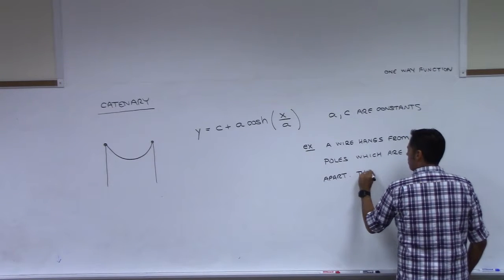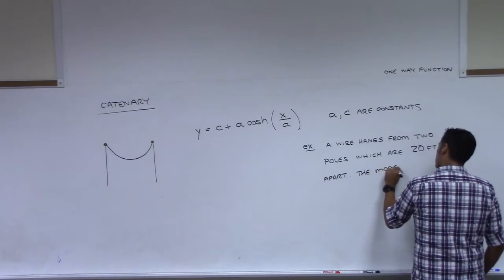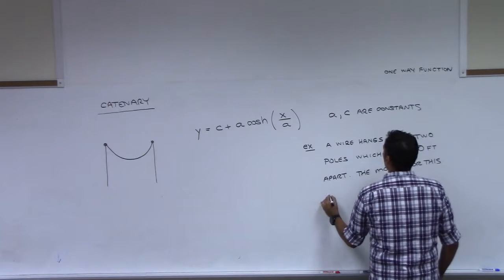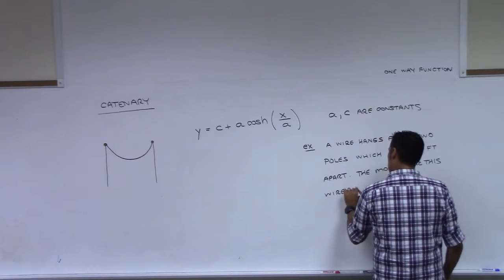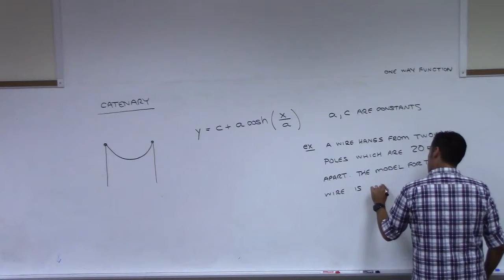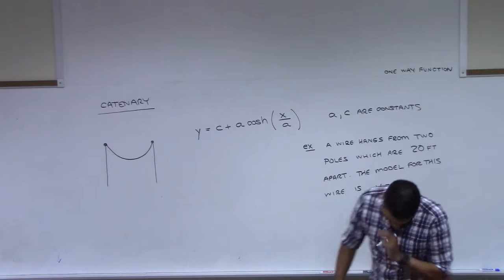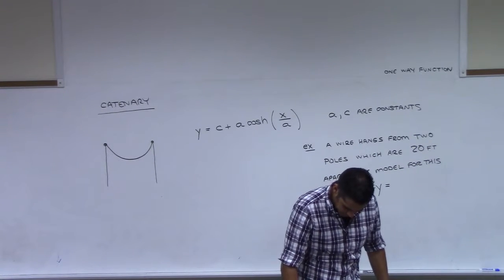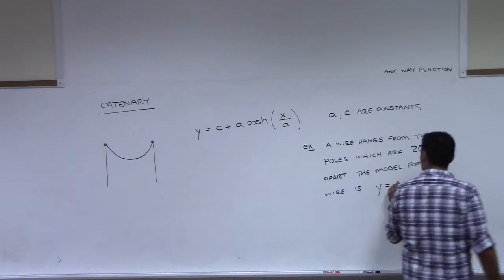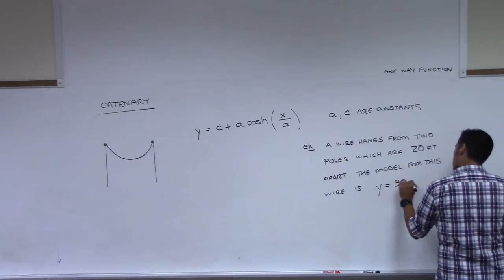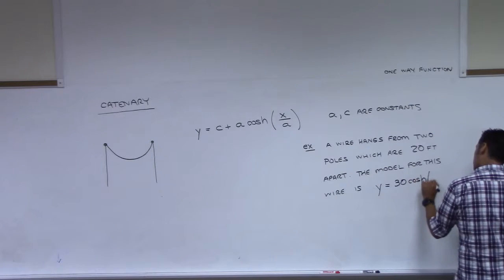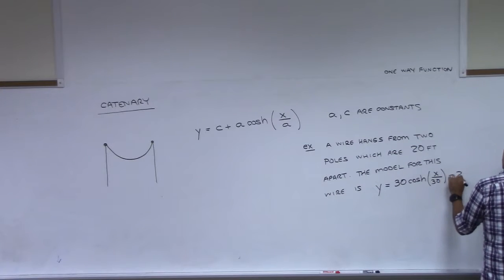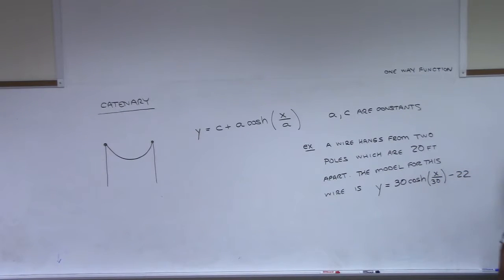The model for this wire is y equals 30 cosine hyperbolic x over 30 minus 22.